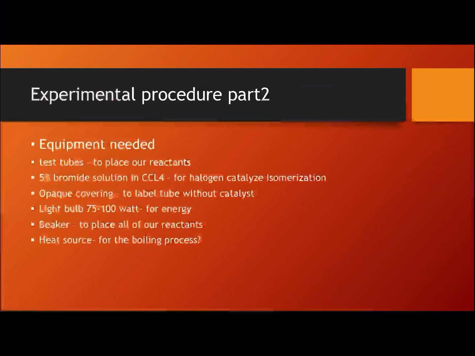So let's move on. The materials that we need are test tubes. Of course, we need several to place our reactants. A 5% bromine solution in CCl4, as we were saying. Opaque covering, this is to label. A light bulb, preferably 75 to 100 watt, for energy. We're using a beaker and a heat source, of course.